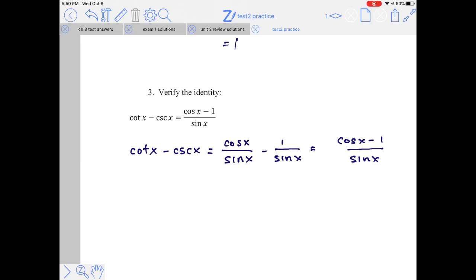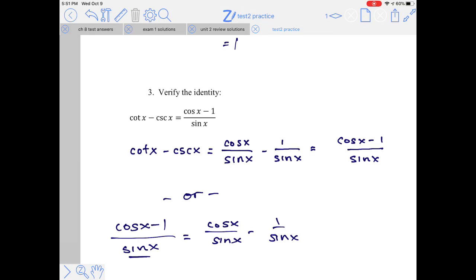Just curious, did anybody start with the right side? How did that look? If we start with the right side, what could we do there? Cosine x over sine x and minus 1 over sine x. Yeah, and I think I mentioned that a couple times. If you ever have a fraction with one single term in the denominator and multiple terms in the numerator, you can separate that into several fractions. So cosine x over sine x, minus 1 over sine x. And then just go backwards. So cosine over sine is cotangent. And 1 over sine is cosecant. Cool.